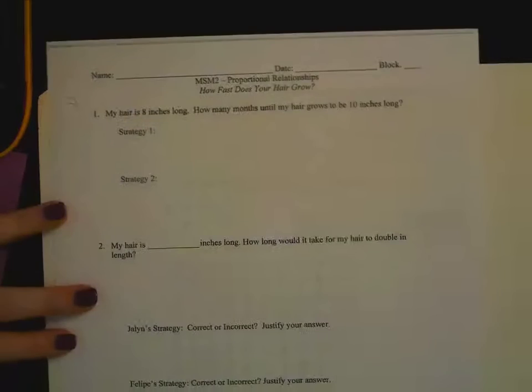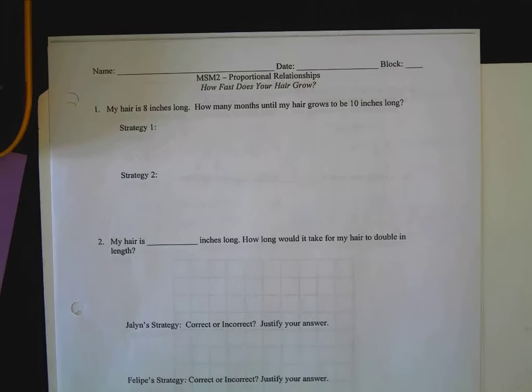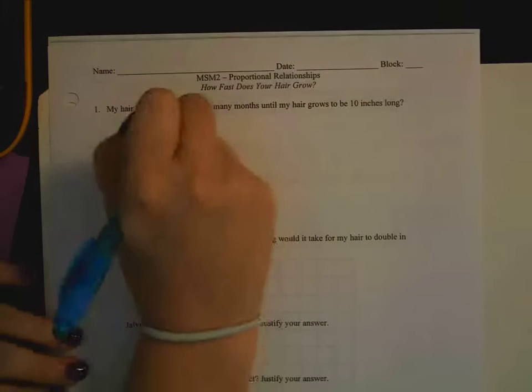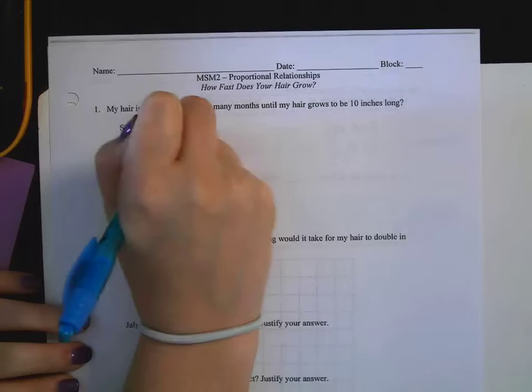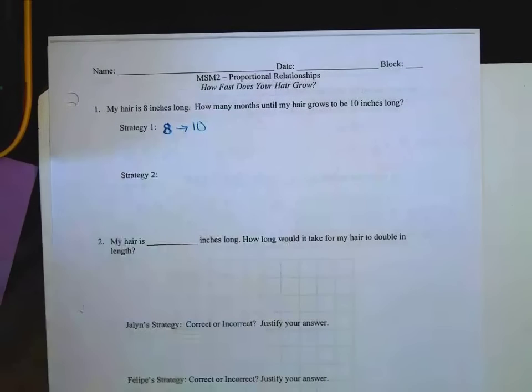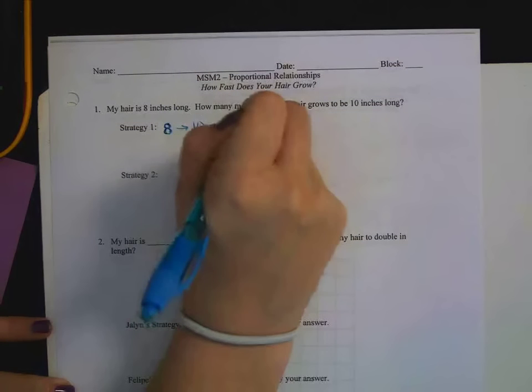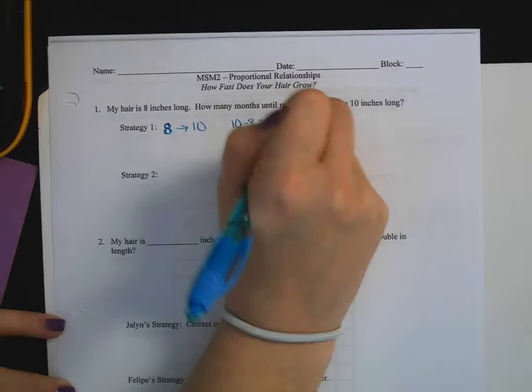All right, so if I know that my hair is already 8 inches long and I want it to get to 10 inches, how many inches do I want it to grow? It starts at 8 and I want to get to 10. 2 inches. So I would do 10 minus 8 equals 2 inches.